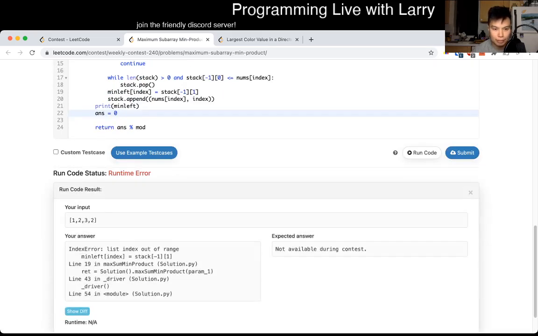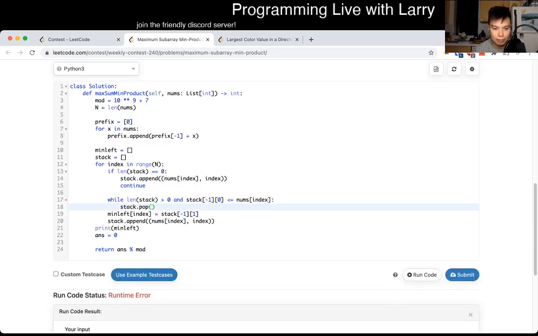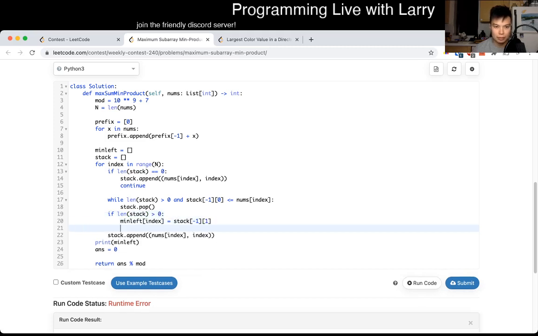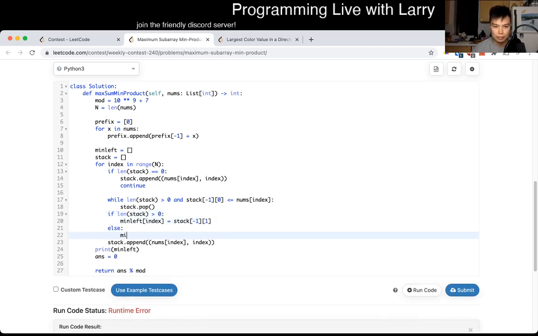That's not good. Oh, yeah, right. Why do I do it this way?